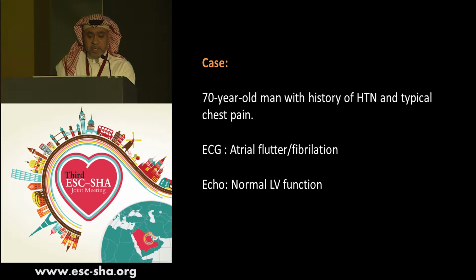So this patient was 70 years old with a history of hypertension, and he came with a complaint of chest pain that was very typical for angina. Now, although he is 70 years old, he was really otherwise healthy, and just by looking at him, you would never give him more than 50 years of age. He has an ECG that showed atrial fibrillation flutter, and apparently this was the first time to document this pathology. His echocardiogram was structurally normal.